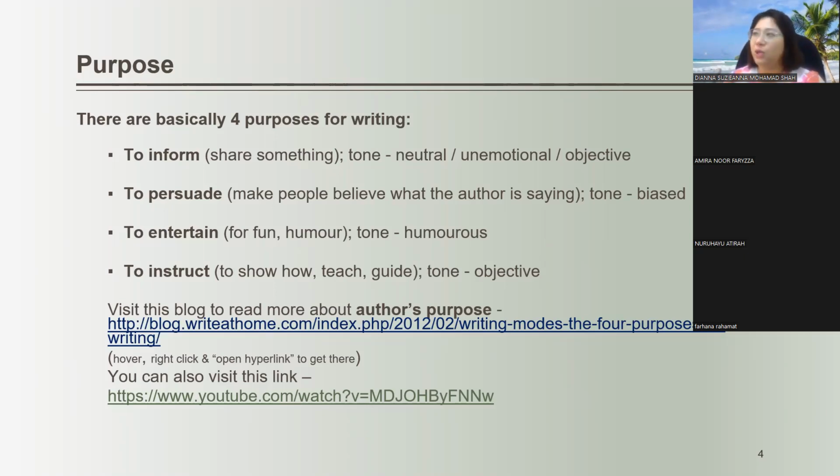Entertainment, when you watch Meletop, for example, it is an entertainment program. When you watch that, you feel entertained. This is actually for fun, for humor, and definitely the tone involved is going to be humorous. And then the next one is to instruct. To show how, teach, guide, and the tone is going to be objective.